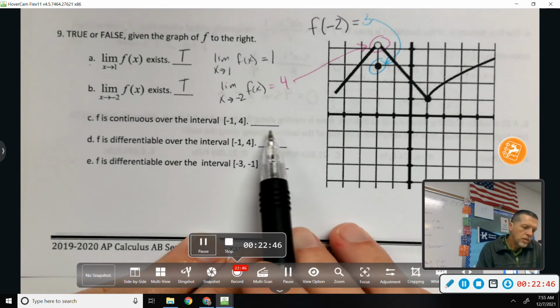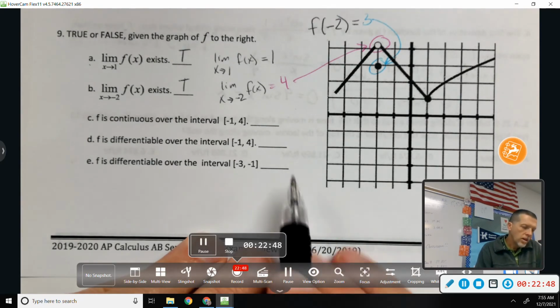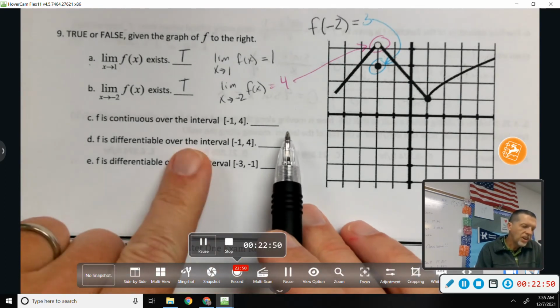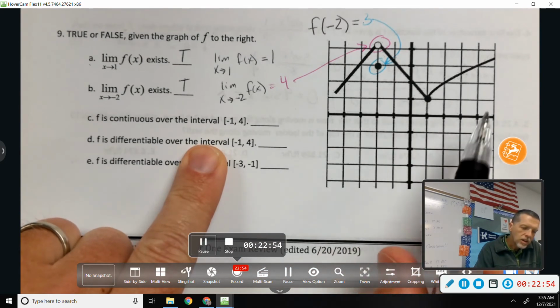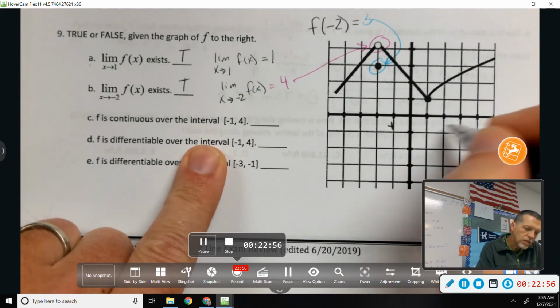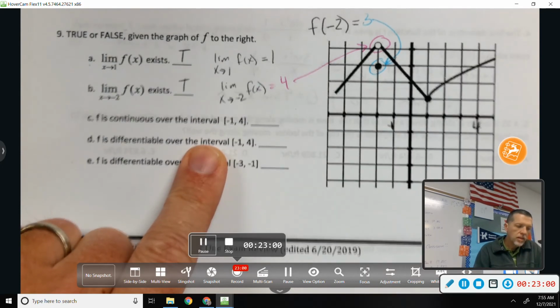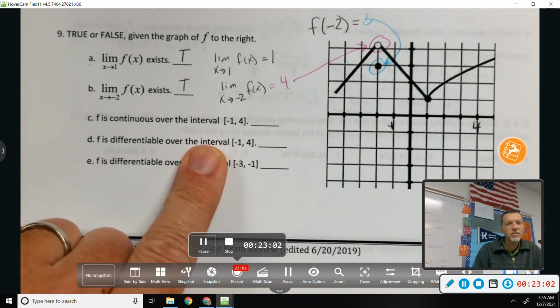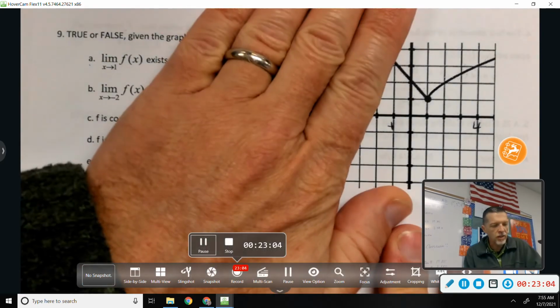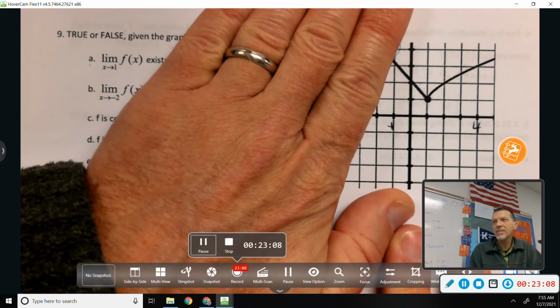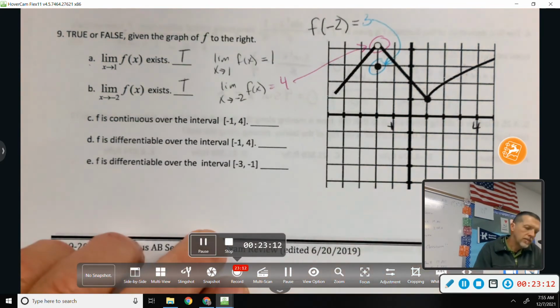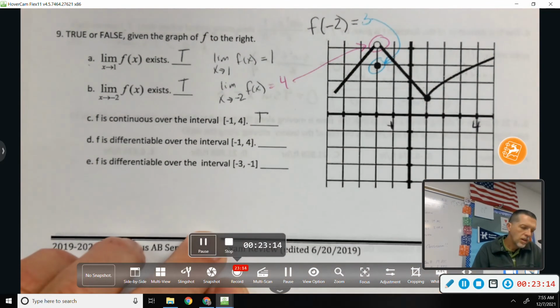Is there only one false? I don't know. Let's see. Part C: f is continuous from negative 1 to 4. Is that true or false? That means I don't have to worry about the hole. It's trying to make me worry about the cusp, I guess. Is it continuous at the cusp? Yeah, that's true. And then D would be false.